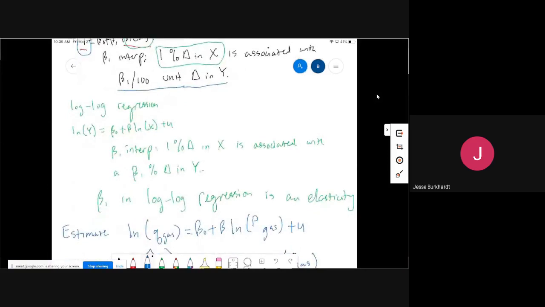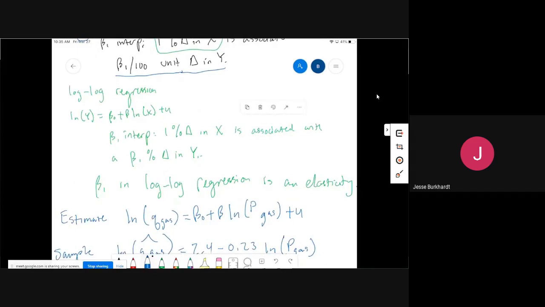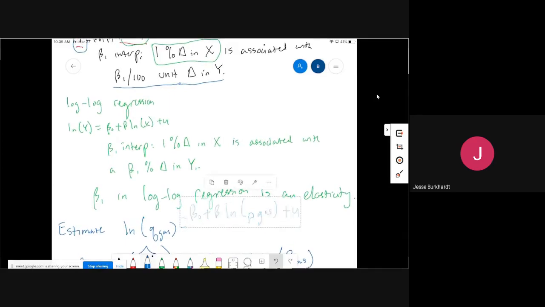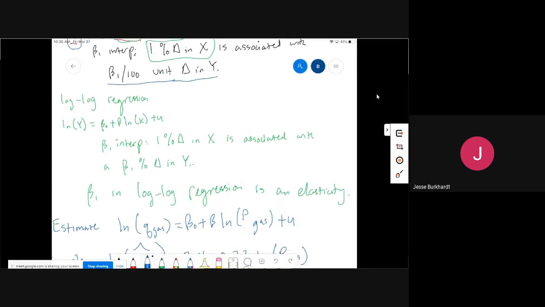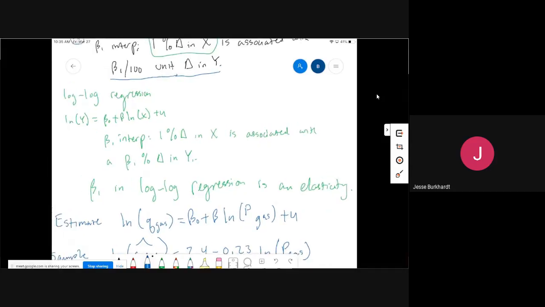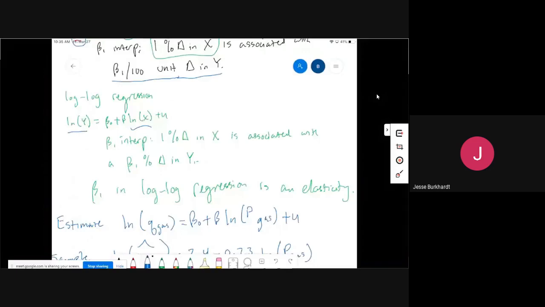So that leads us to the log-log regression. So we've logged the dependent variable, we've logged the independent variable. What if we log both? What if we log the dependent variable and the independent variable? So in that case, we're going to log y and log x. So we're going to regress the log of y on the log of x. The interpretation is a 1% change in x is associated with a beta 1% change in y.